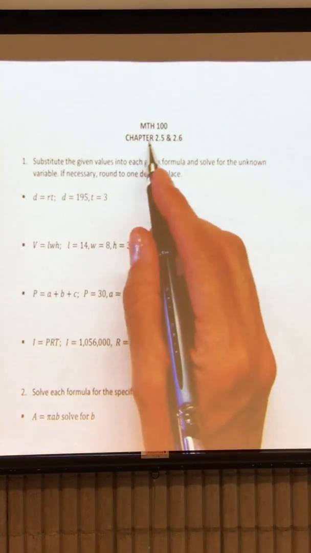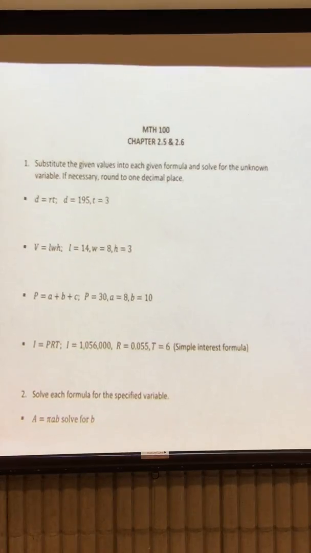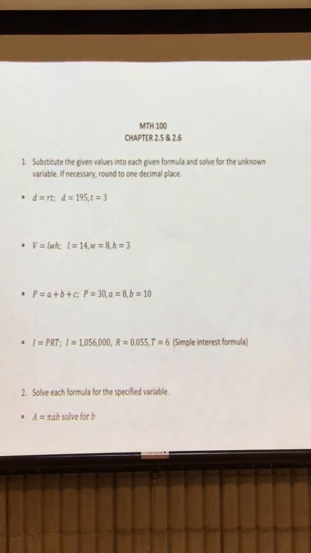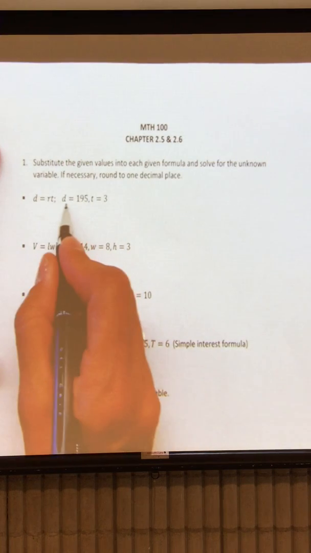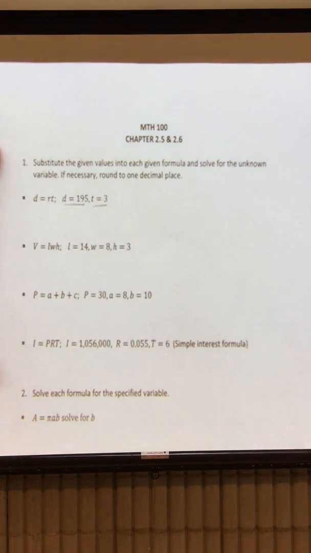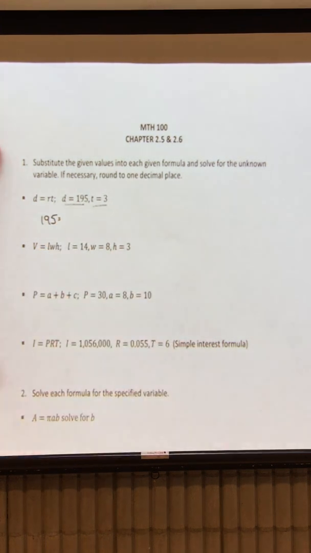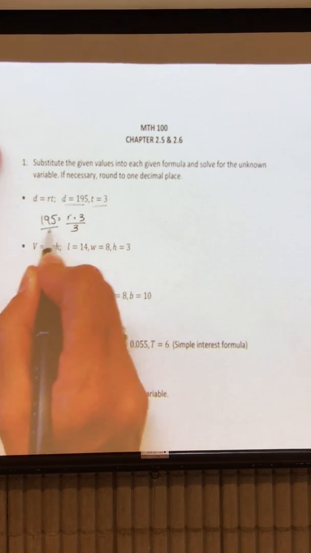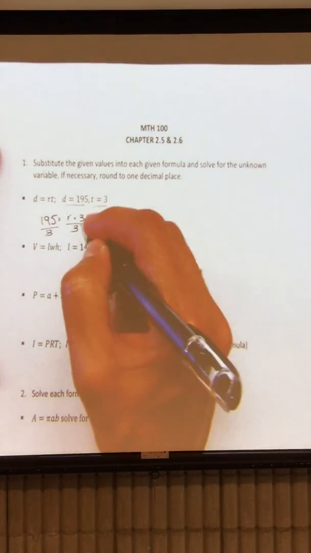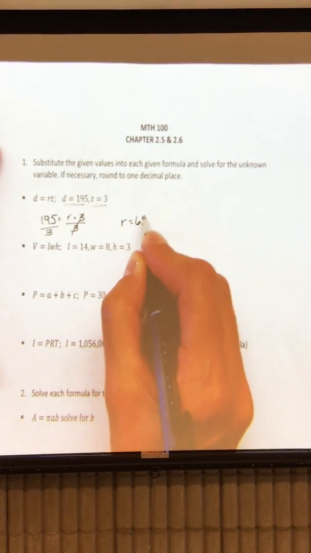Let us start chapter 2, sections 5 and 6. Problem number 1. Substitute the given value into each formula and solve for the unknown variable. Problem number 1, you have D equals R times T. Substituting the 195 into D and 3 into T, we have 195 is equal to R times 3. Divide both sides by 3. 195 divided by 3 is equal to 65.